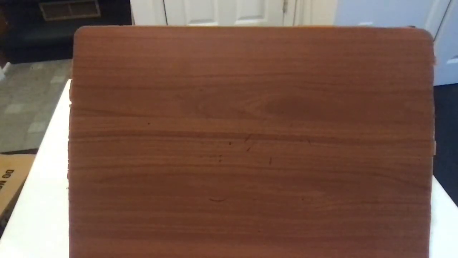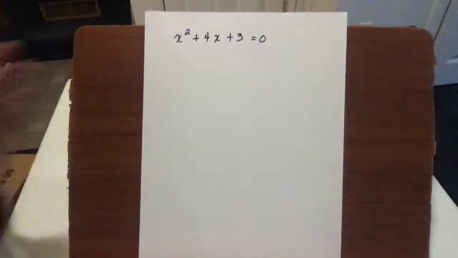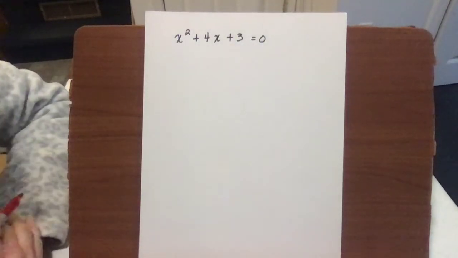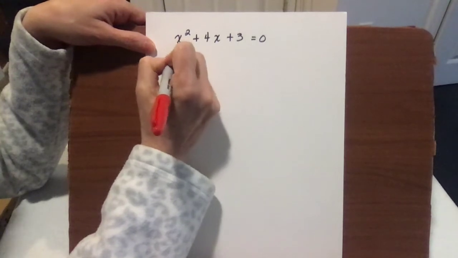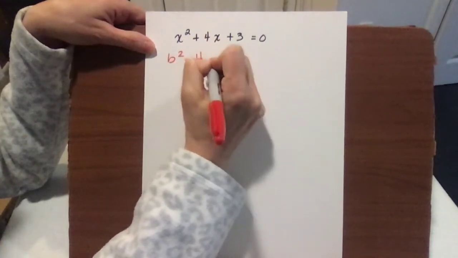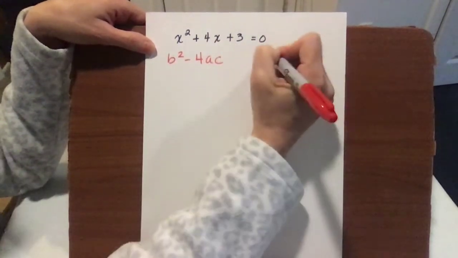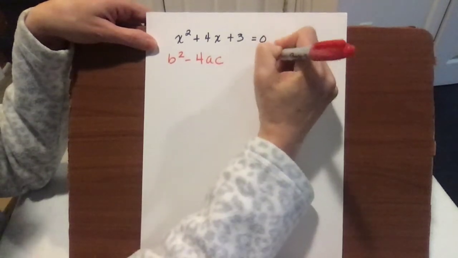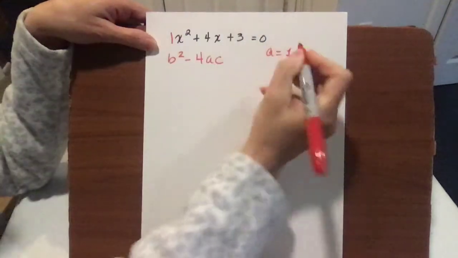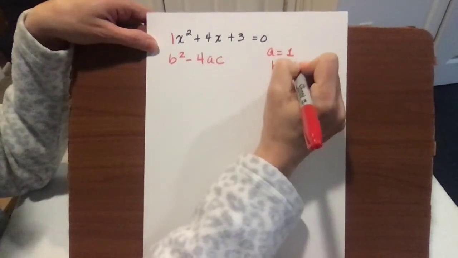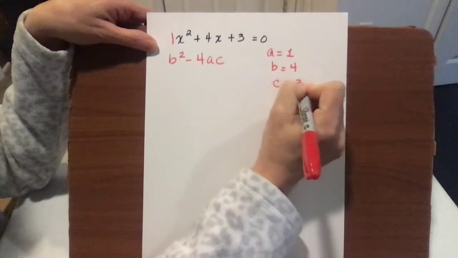All right, so let's take another problem. x squared plus 4x plus 3 equals 0. And we want to find the discriminant. So b squared minus 4ac is our discriminant. Okay, we need to identify a, b, and c. a equals 1. That's the number right here in front of the x squared. b equals 4. And c equals 3.